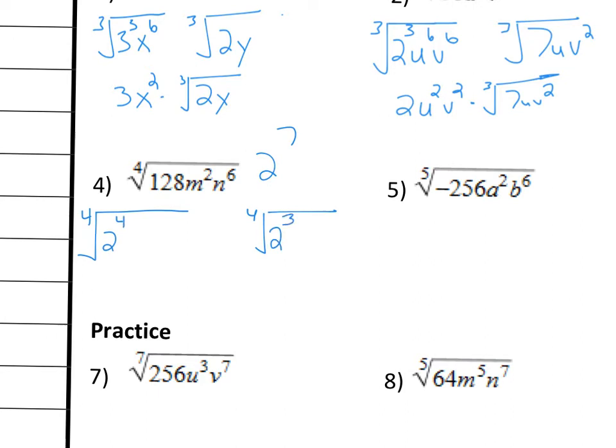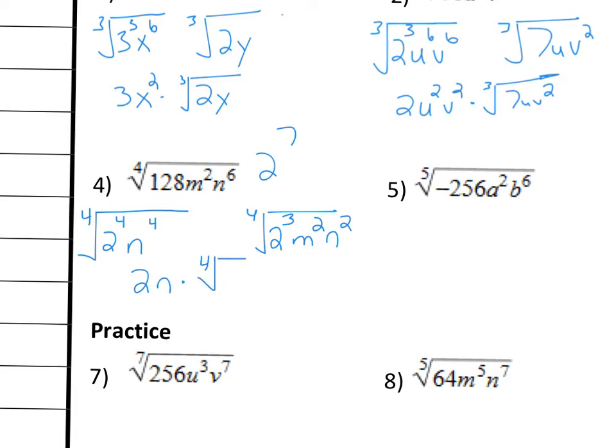M squared, that 2 is never going to be divisible by 4, so I can put my m squared over here. The n to the sixth, I can totally break it up with a 4 and a 2. So to find the fourth root, we're going to divide by 4. So 4 divided by the 4 just gives us 1, and n. They cancel to make 1.